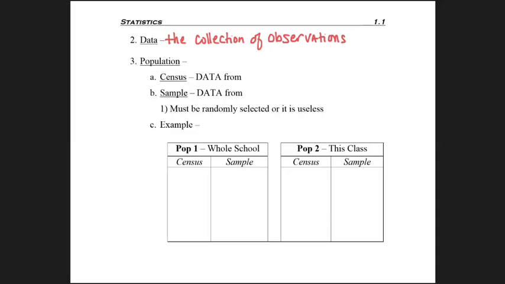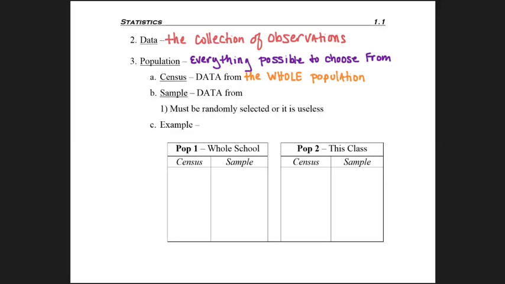We get information, and it's always going to be coming from some sort of predefined population. To define population, it's everything possible to choose from. So we've determined that we're going to study something, and we'll do some examples down below and set that as our population. Whenever it comes to a population, there are two types of information you can get from a population. The first is called census data, and this is data from the whole population.